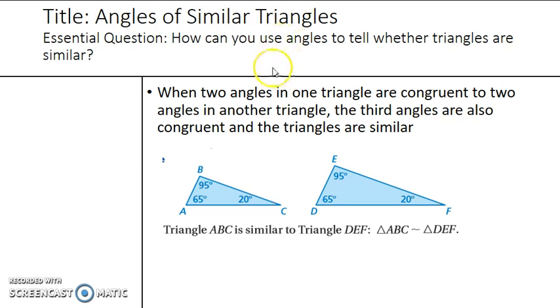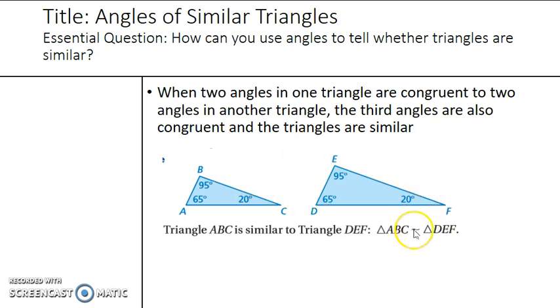You're going to title this Angles of Similar Triangles, and your essential question: how can you use angles to tell whether triangles are similar? So again, just angles alone and just triangles. Our key thing that we're honing in on is when you have two angles in one triangle and they're congruent to two angles on another triangle, the third angle is automatically equal. So say we're given angle A and angle B in the small triangle. If they're equivalent to angle D and angle E, automatically that third angle in a triangle is equal.